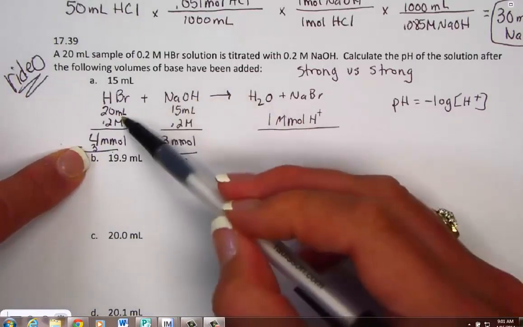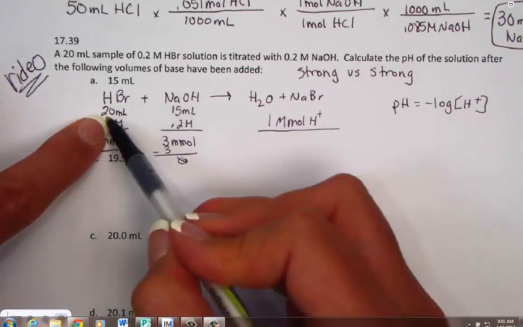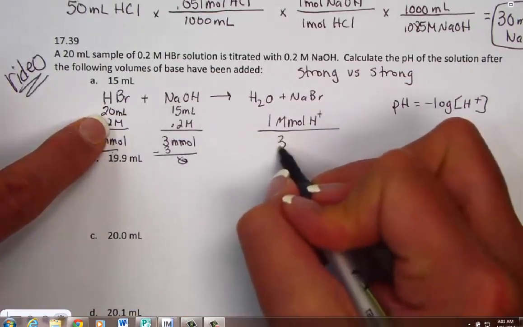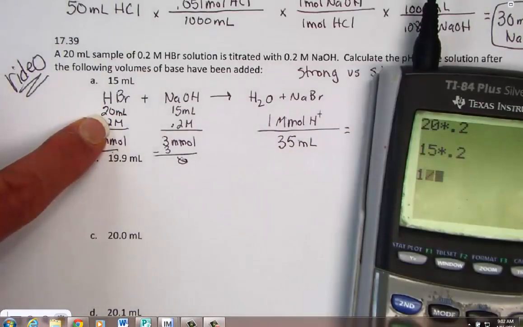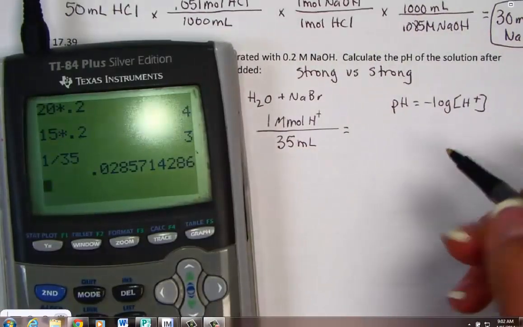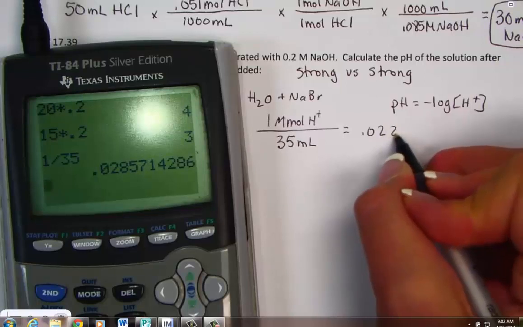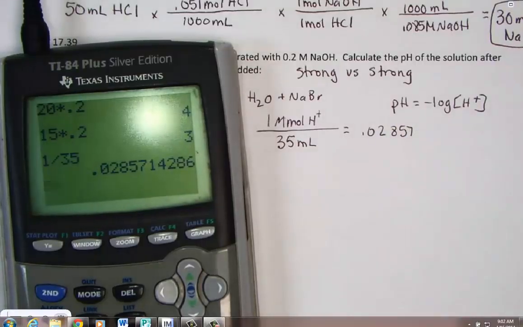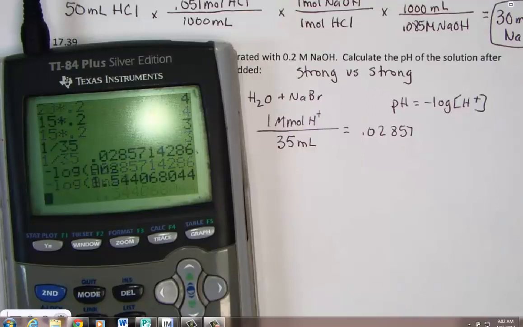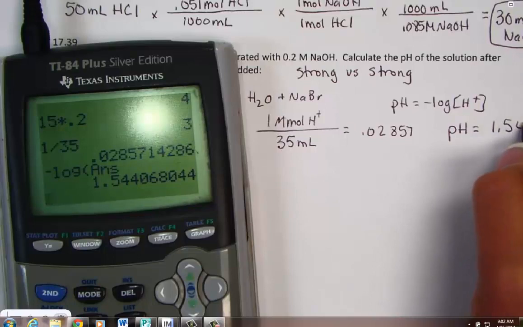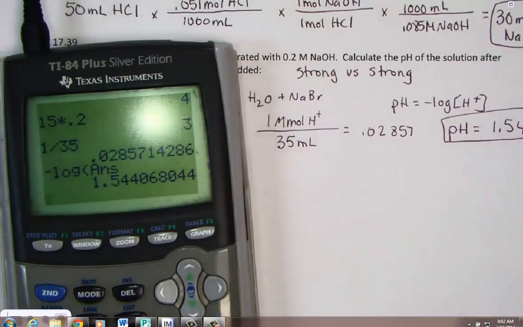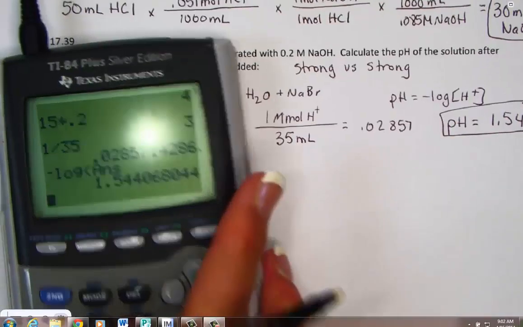What's the new combined volume that that proton is found in? Well, 20 plus 15 is 35 mL, the new combined volume. So 1 divided by 35 gives me the molarity of our solution, 0.08257. And if I simply take the negative log of that concentration of the acid ion, the pH is still quite acidic, 1.54. I'm carrying 2 decimal places so far. Strong versus strong, the excess reagent determines the pH.